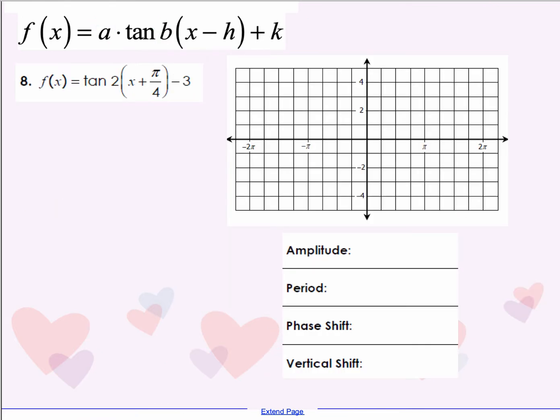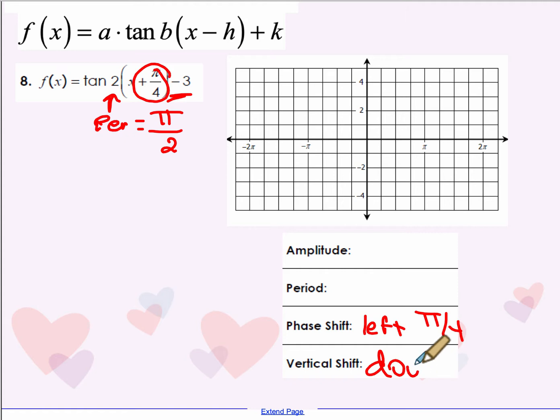So let's look at this one. On this one, I see my period changed. So the period, remember, is pi divided by b, or pi over 2. My graph is going to be shifted left pi over 4. Okay, and vertical shift is going to be down 3. And my amplitude, we're just going to say it's 1.